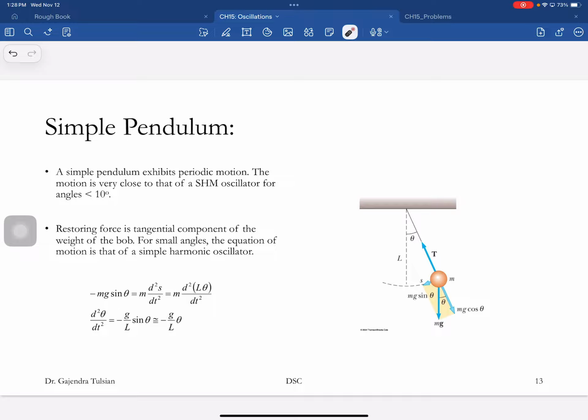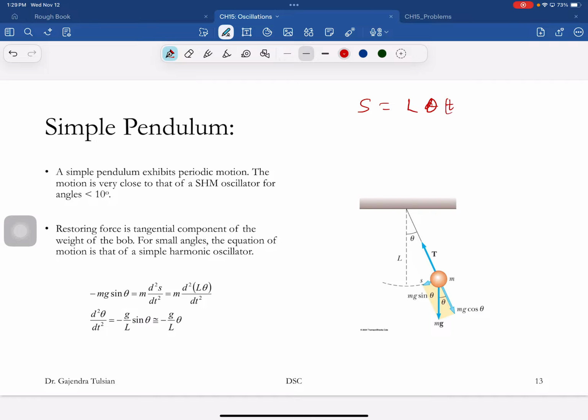Forever, if there's no friction. All right. So this component of the force is mg sine theta. And mass times acceleration of this guy is mass times d squared s by dt squared. S is the arc length, and the arc length is given by the radius of the circle, which is L in this case, L times theta.